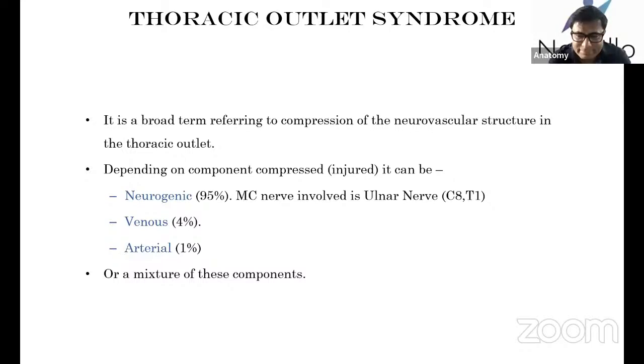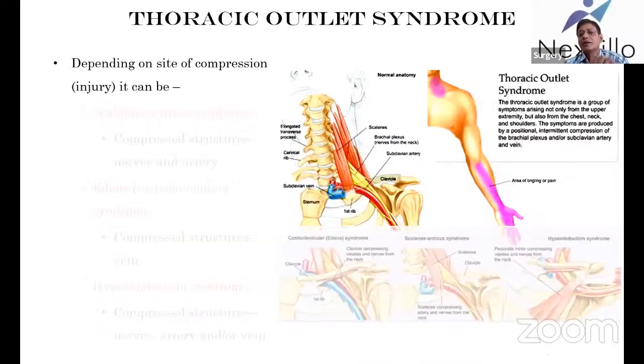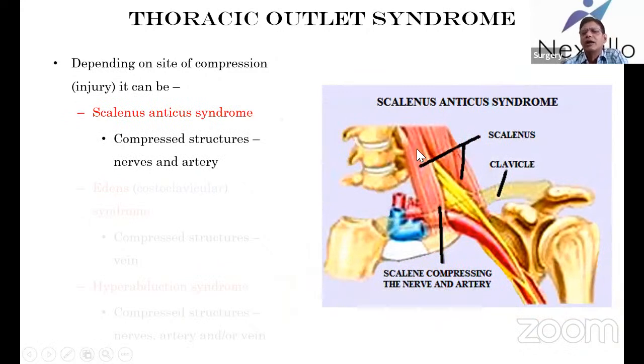Now, dependent on where the compression precipitates, this thoracic outlet syndrome can further be classified into three different variants dependent upon the area of compression. You remember the three main areas: the scalene triangle, the costoclavicular space, and the third one was the pectoralis minor space. So if the compression happens in the interscalene triangle, which you see here, then this is known as the scalenus anticus syndrome, and the structures compressed are the nerves and the artery, as the vein is not present in this area.